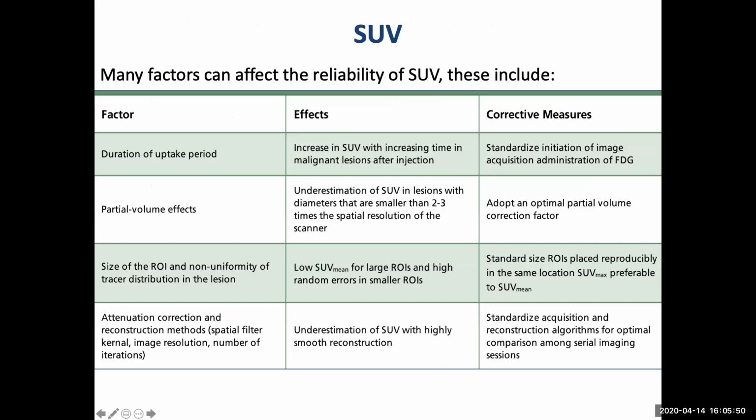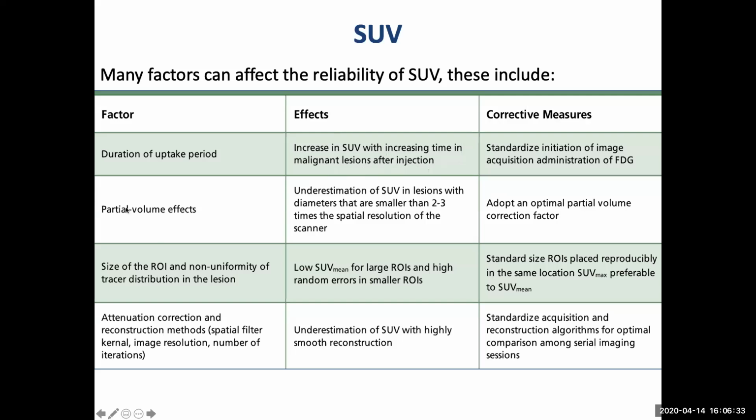These factors affect the SUV. Many factors can affect the reliability. First, the duration of the uptake period. After injection, for PET imaging, the patient waits for almost 1 hour, then goes for imaging. So there is an increase in SUV with increasing time in malignant lesions after injection. If this time is more than 1 hour, the SUV will be different. So you need to standardize the time after injection, especially for follow-up scans. If the patient waits for 1 hour for the first scan, he has to wait the same 1 hour again. Otherwise, the SUV value will be affected.